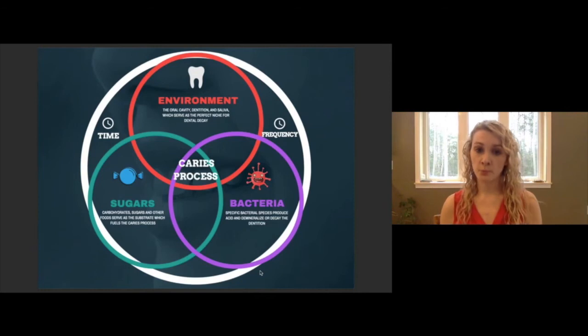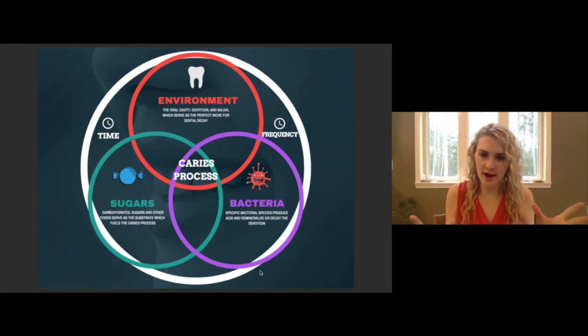So let's review the dental caries process. There are three main components of the caries process, which are all necessary and sufficient to fuel the dental caries. And these include the environment, the specific bacteria, and the specific substrate or sugars. All of these exist on a spectrum which also requires time to enable caries to form.